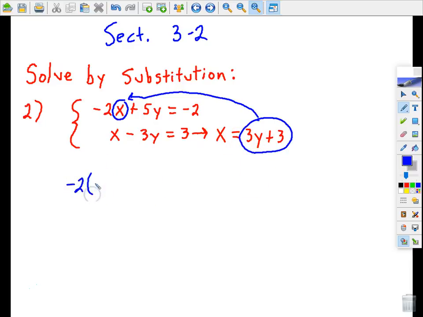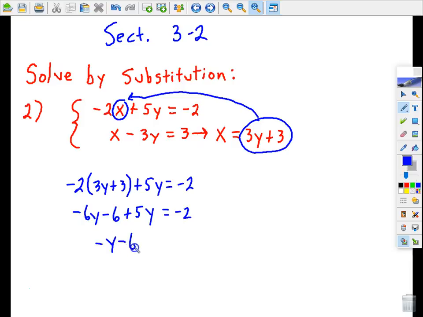Negative 2 times (3y plus 3) plus 5y is negative 2. I need to do the distributive property. Negative 6y minus 6 plus 5y equals negative 2. I'm going to combine like terms. Negative 6y plus 5y is negative 1y. I'm going to bring down minus 6. I'm going to add 6 to both sides.